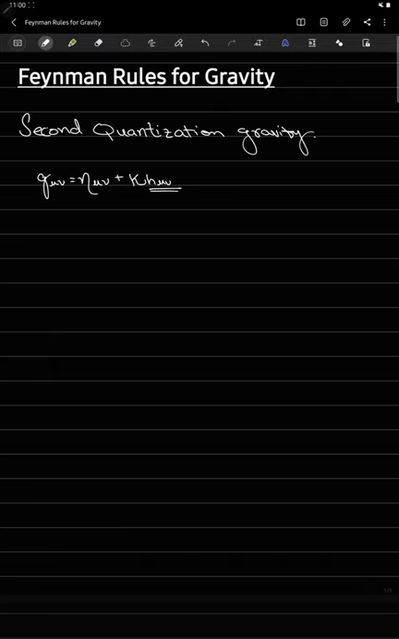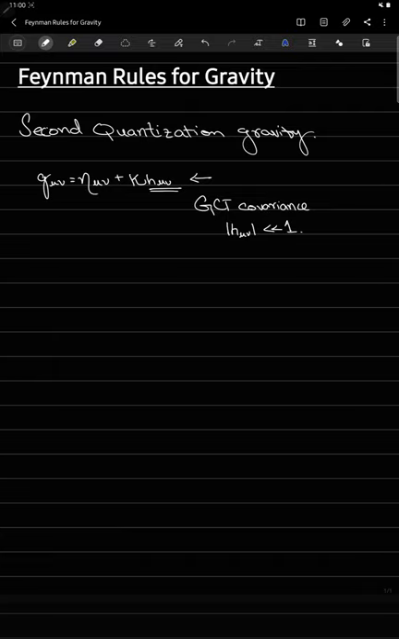Note that this decomposition is not unique, and that's due to the fact, it's actually due to GCT covariance, right? So what I mean is the GCT covariance of the theory, that it is covariant with respect to those GCT that preserve the condition, that is the absolute value of this h mu nu is much smaller than 1.